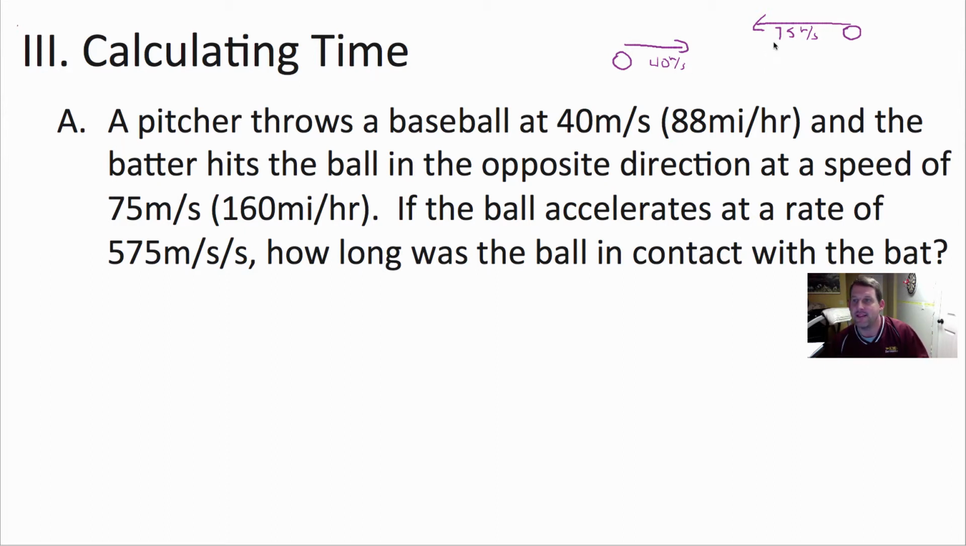So that would make this 75 meters per second a positive velocity and this 40 a negative velocity. So I'm going to put a negative 40 here and a positive 75 here. Now in terms of acceleration, accelerations are always the same sign as the direction they're pointing. So when we pushed on the ball, we were pushing it forward the entire time, so its acceleration is also positive.